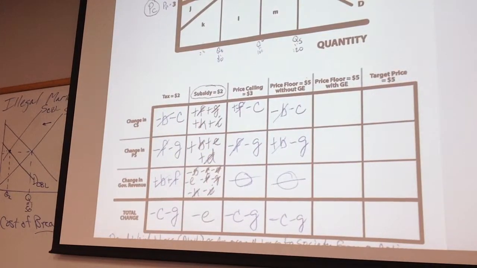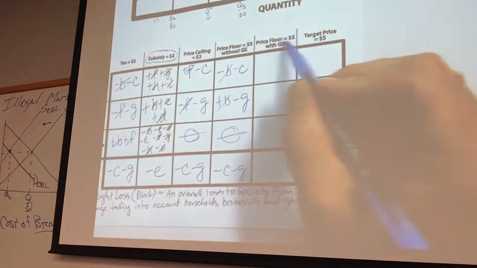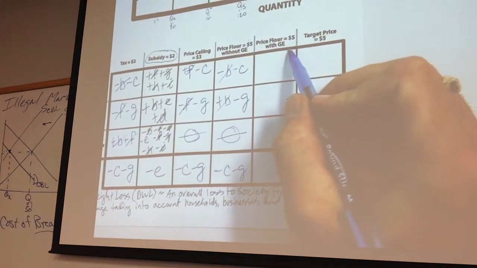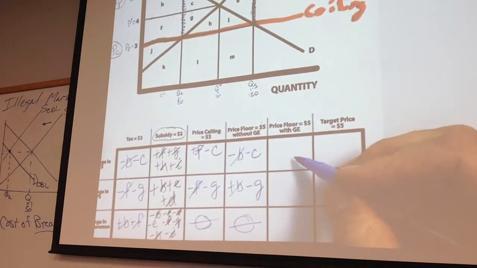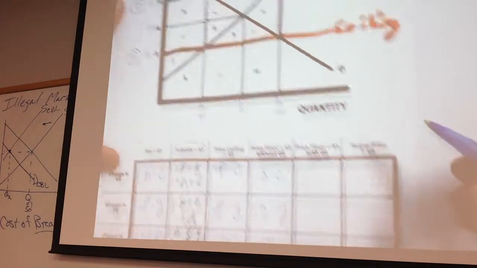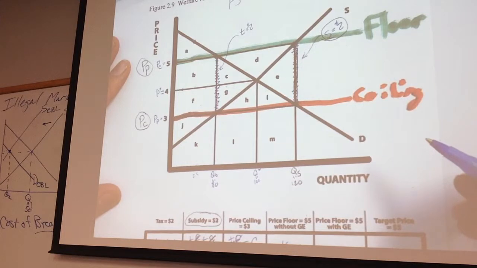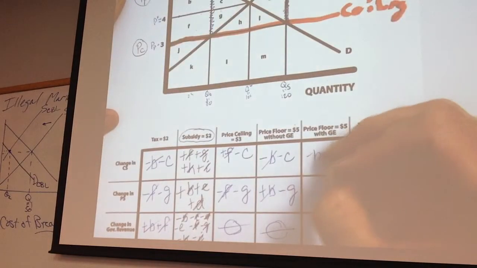Let's do this one first here. So let's go back to our problem here. And now we're going to look at a price floor with government expenditure, government buying that surplus, okay? So here we go. Change in consumer surplus. If we buy the farmer's excess corn, does that help out the current consumers any? No. So it's still minus B minus C.